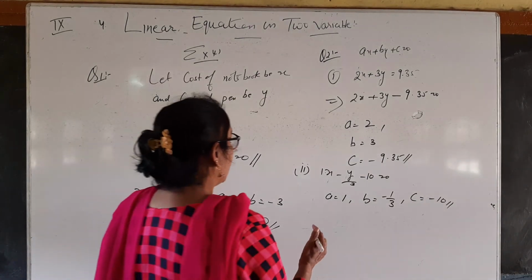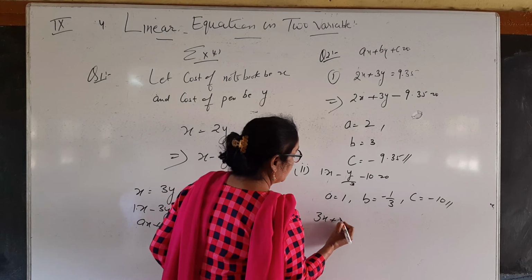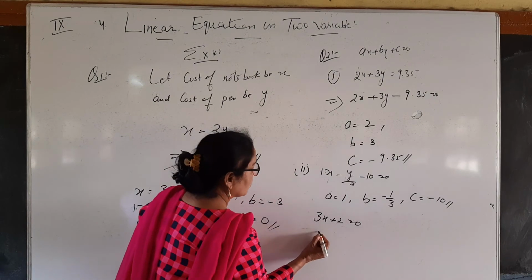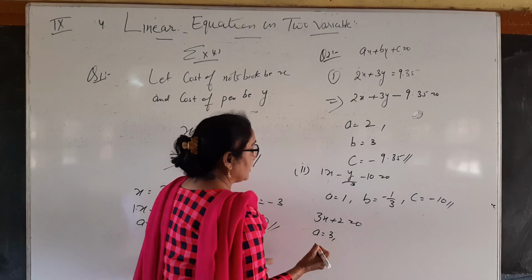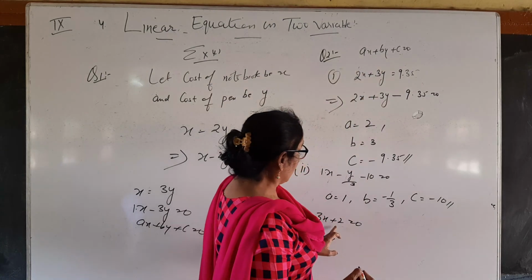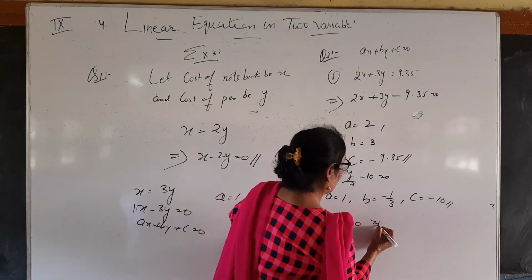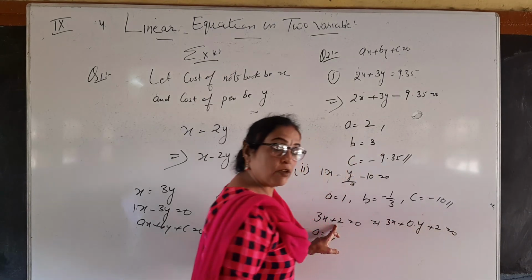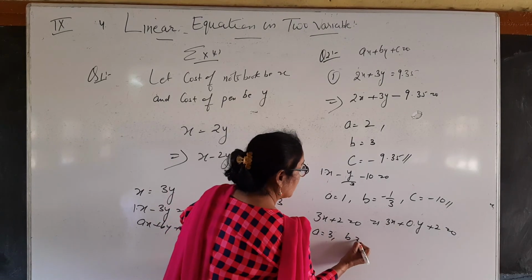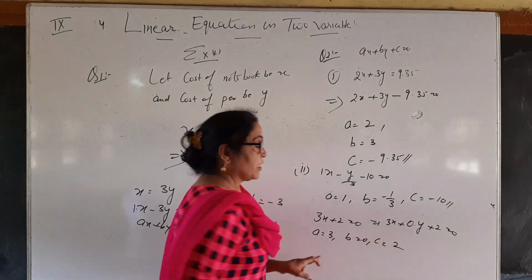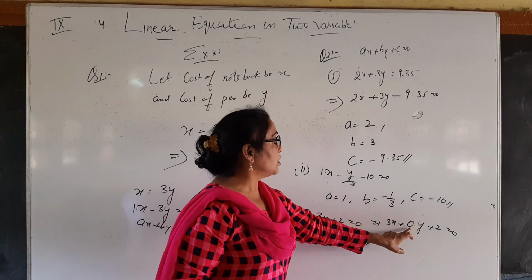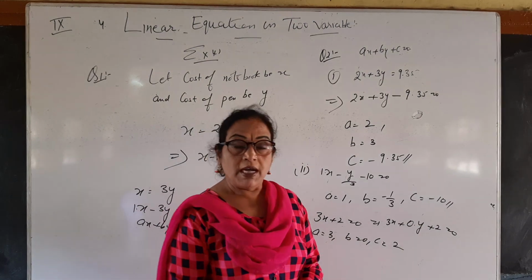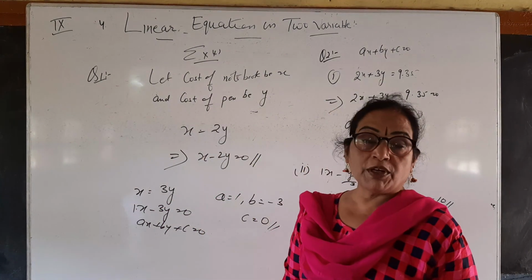We will do another. If it is given 3x plus 2 equal to 0, again we will compare with the equation ax plus by plus c equal to 0. So a will be 3, but here y is not given. We can write it like this also: 3x plus 0 into y plus 2 equal to 0. So here b will be 0 and c will be 2. Here y is not given, so we can write 0 into y in this form. So if we compare, we will get the values. Try this question and do it in your copy. Thank you.